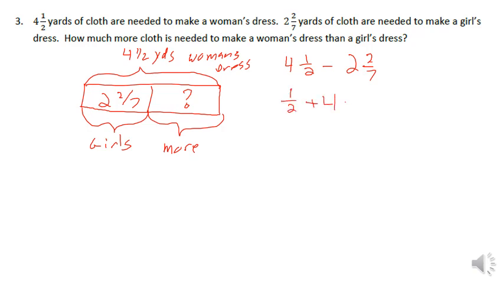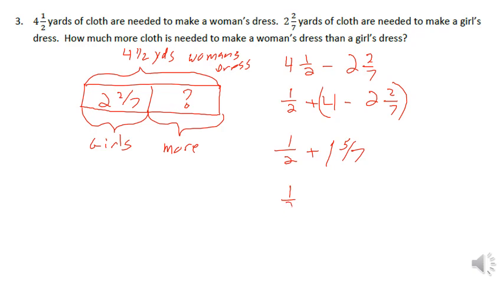Now, in order to solve this, we're going to rewrite it to 1/2 plus 4 minus 2 2/7. So when I subtract this, I'm going to subtract it from the whole number to make it easier. I got 1/2 plus 4 minus 2 would be 2. 2 minus 2/7 would be 5/7. That makes actually 1 5/7. I'm sorry. 1 5/7.